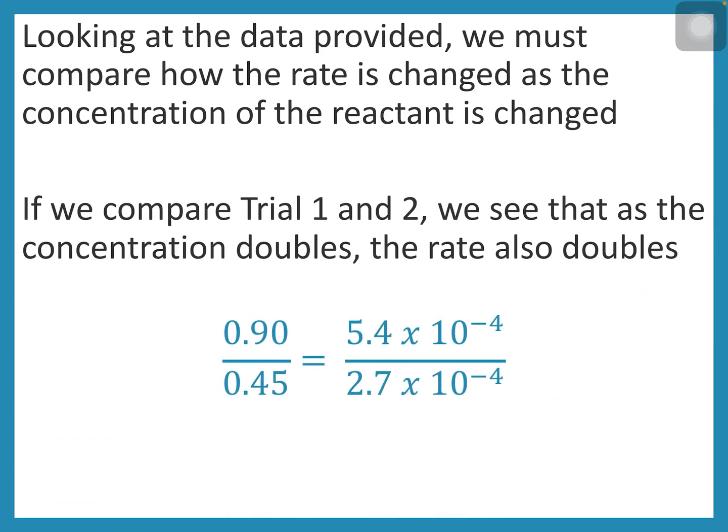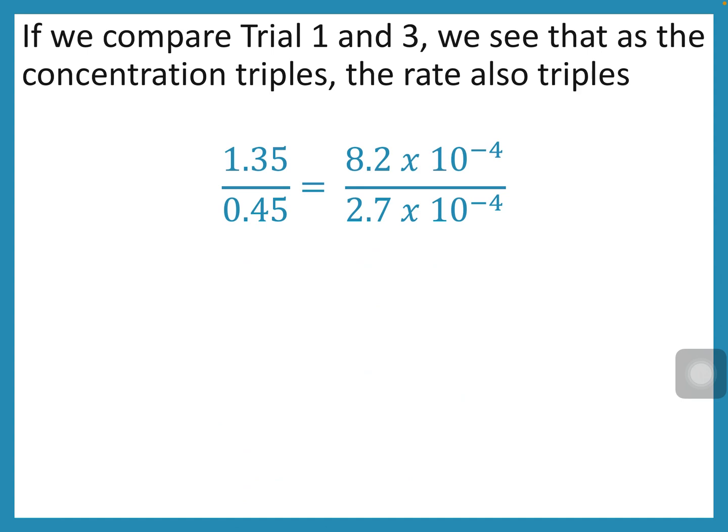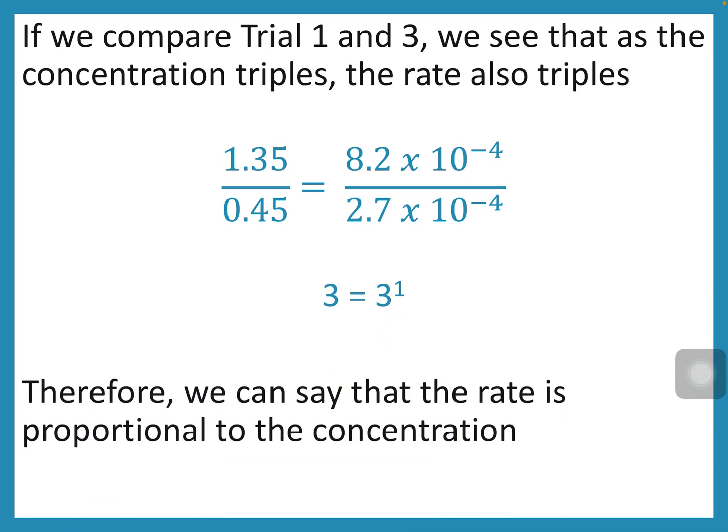So if we compare, this just goes through that data. 0.9 divided by 0.45 is equal to 2, and the rate, 5.4 times 10 to the negative 4 divided by 2.7 times 10 to the negative 4, is also 2. And then if we compare trials 1 and 3, there we see the tripling happening. 1.35 is 3 times greater than 0.45, and the rate is also 3 times greater. So therefore, we have a rate proportional to concentration there.